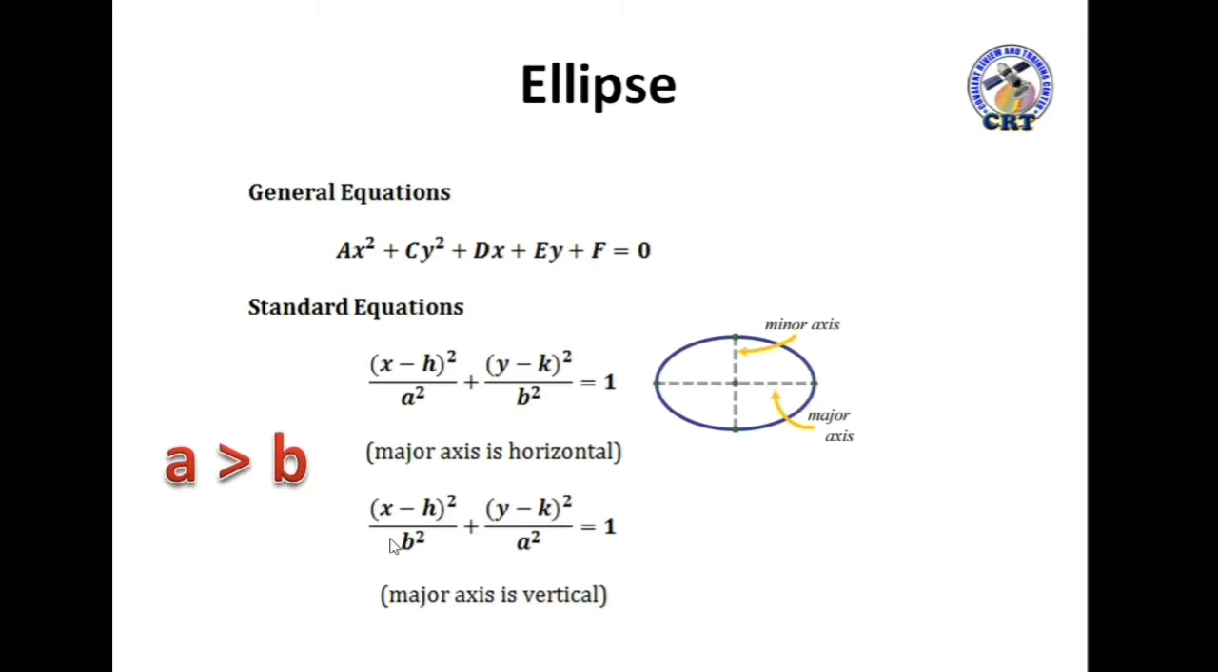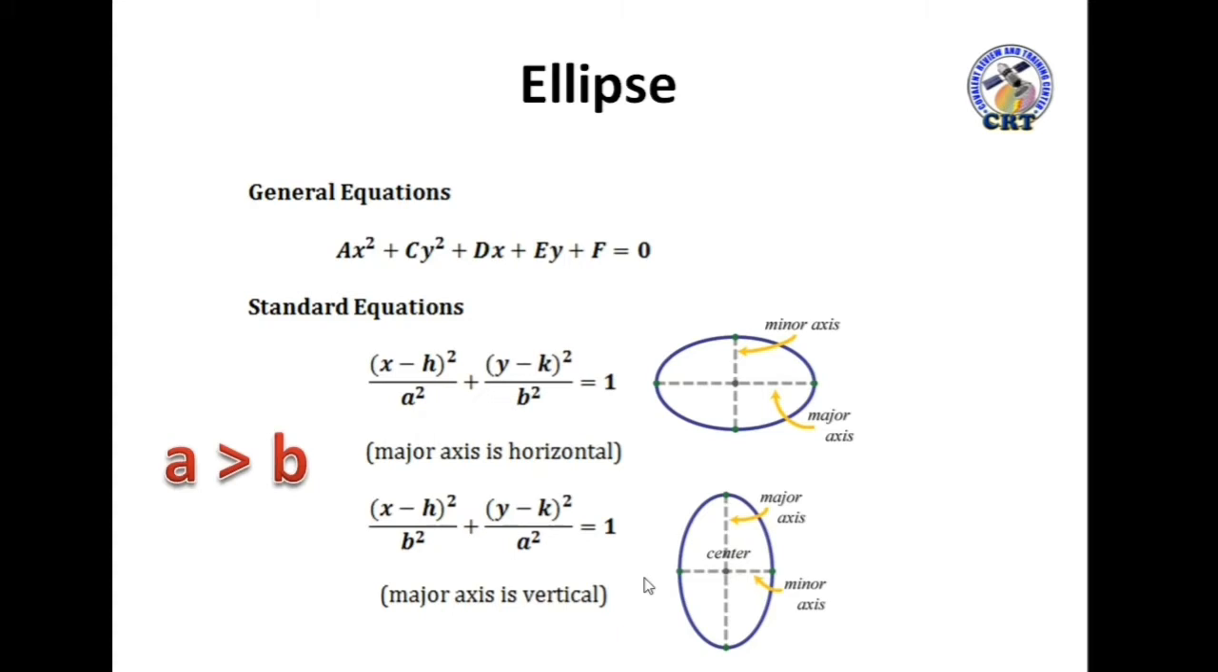Another standard equation, x minus h quantity squared over b squared plus y minus k quantity squared over a squared equals 1. So pag ganito naman yung standard equation, major axis is vertical or patayo yung drawing ng ellipse.